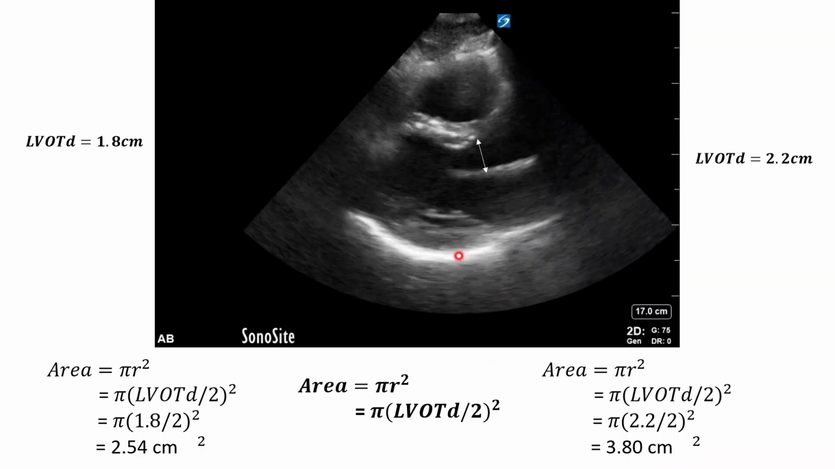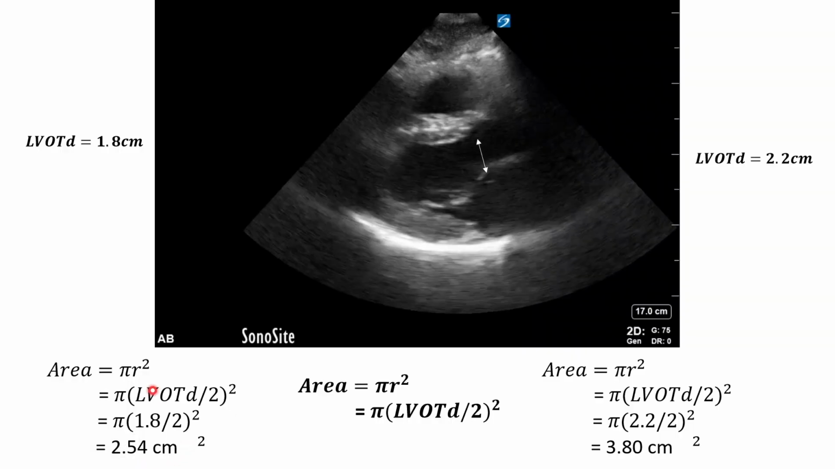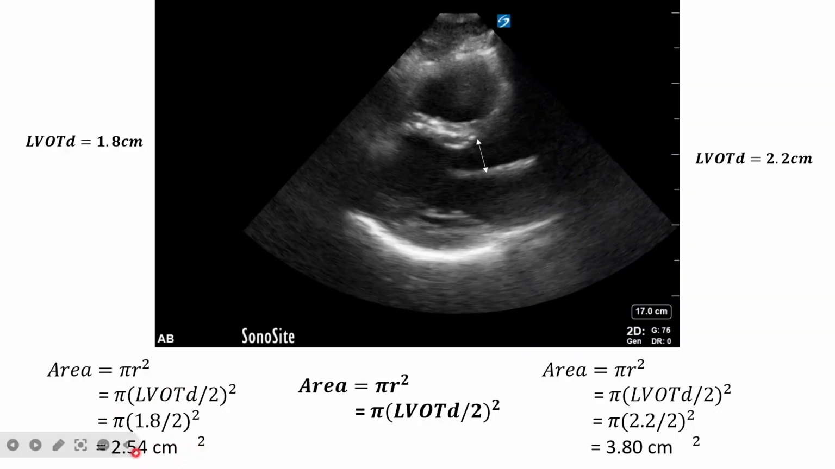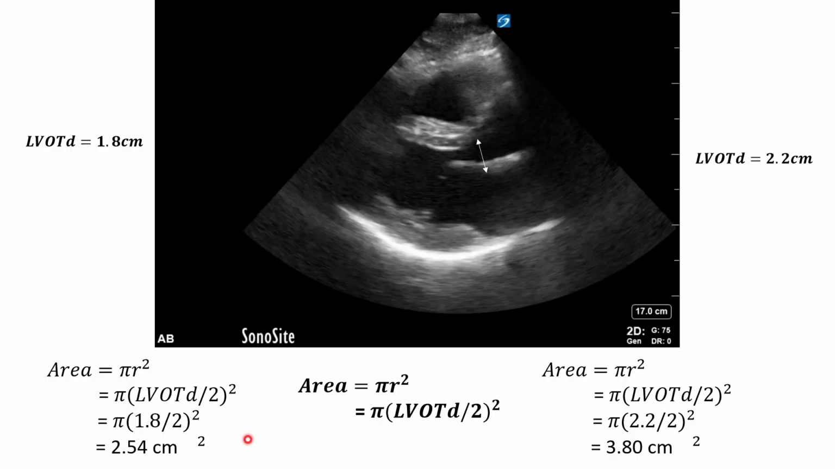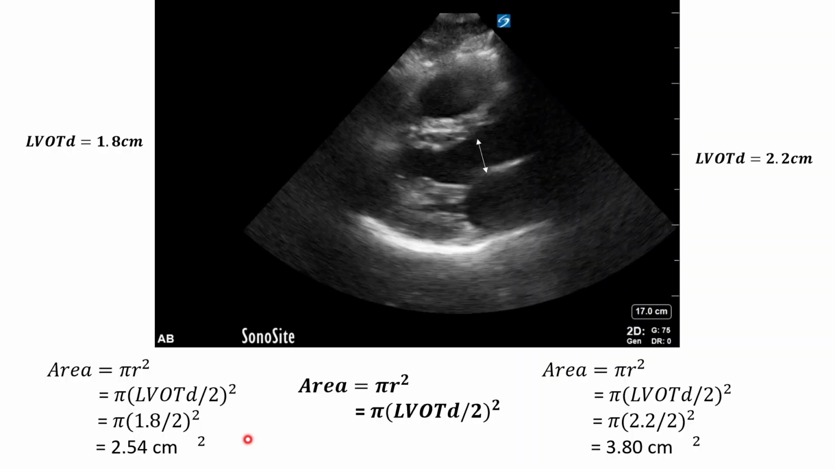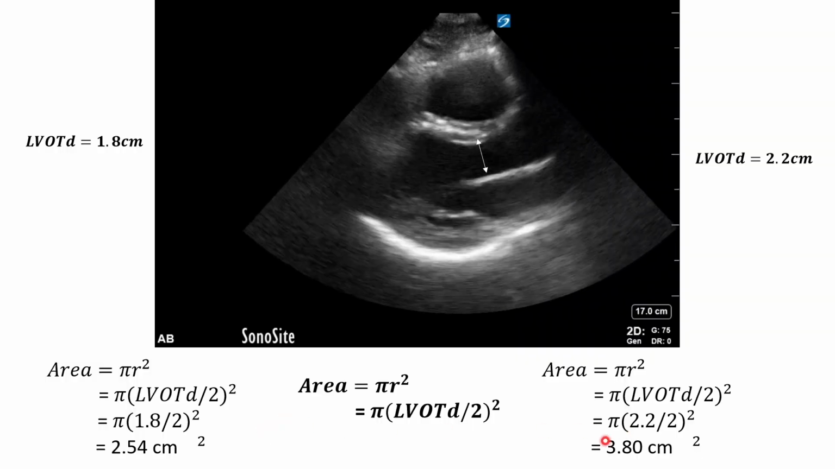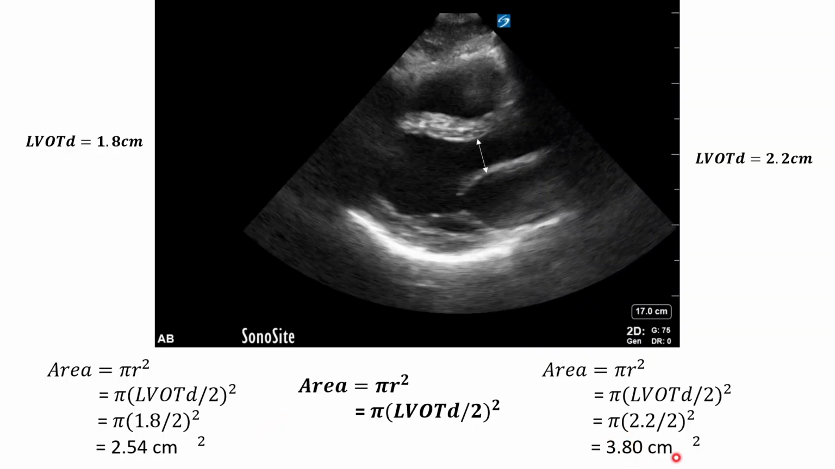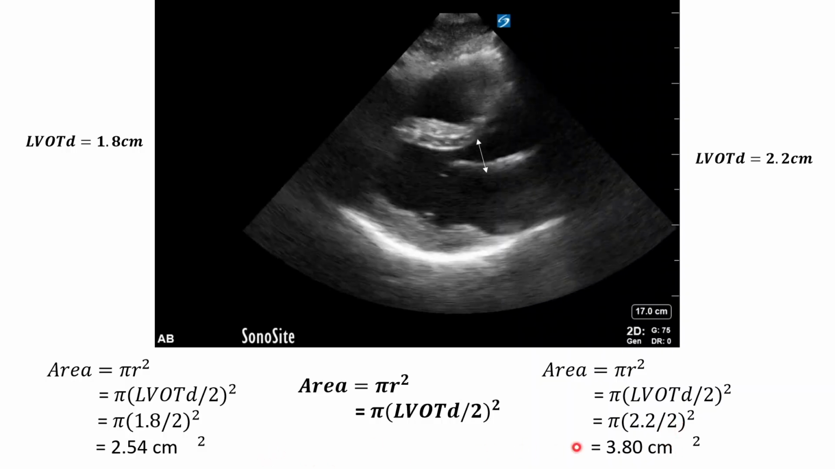Let's assume that the VTI in this patient is 20 centimeter. So in this case, if we measure this way, it will be 2.54 multiplied by 20, which is 58 ml. That is the stroke volume. And in this case, it will be 3.8 multiplied by 20, which is 76 ml. So there is a huge difference.